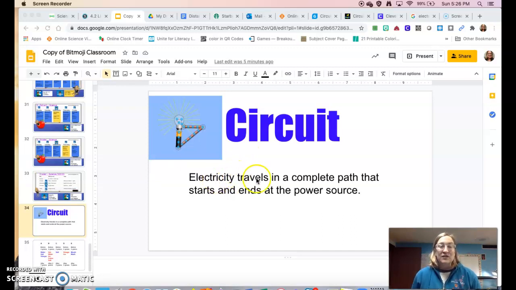Friends, electricity travels in a complete path that starts and ends at the power source. That is a circuit. It's almost like a circle, but it doesn't have to be a complete circle. It can be all kinds of shapes.